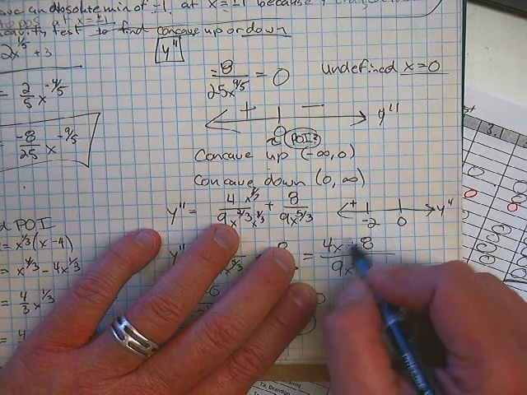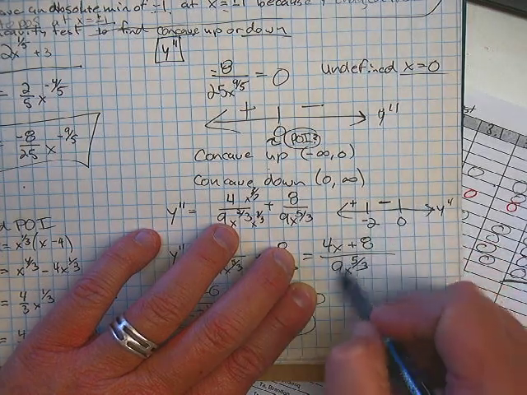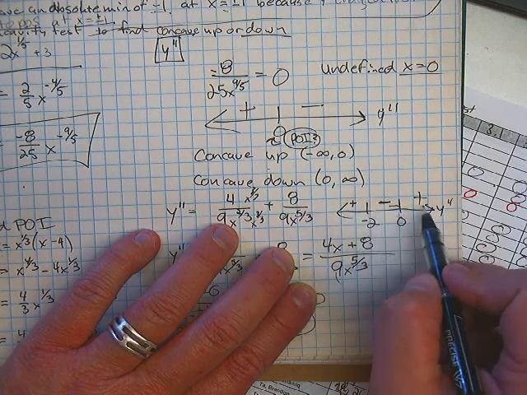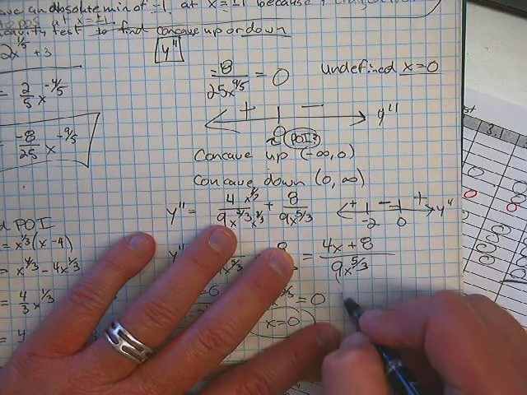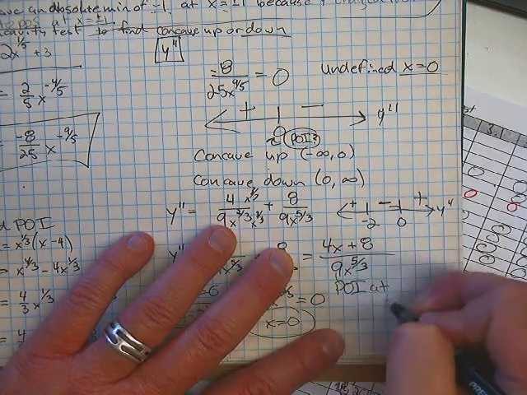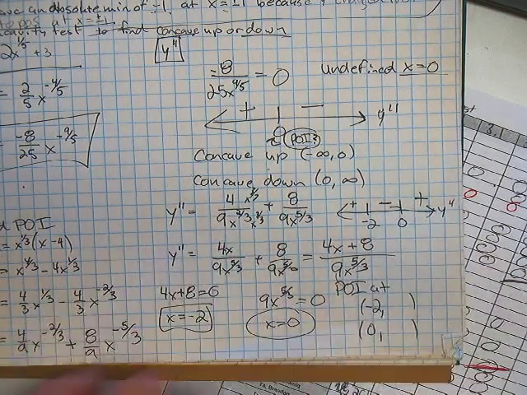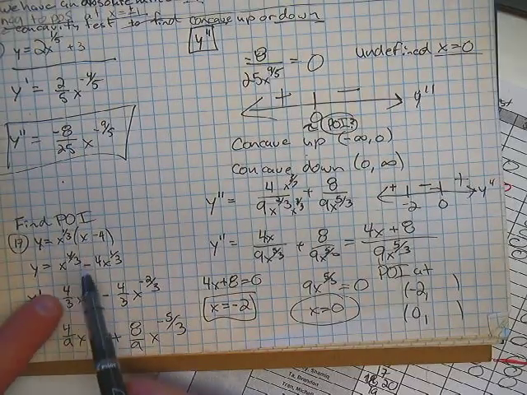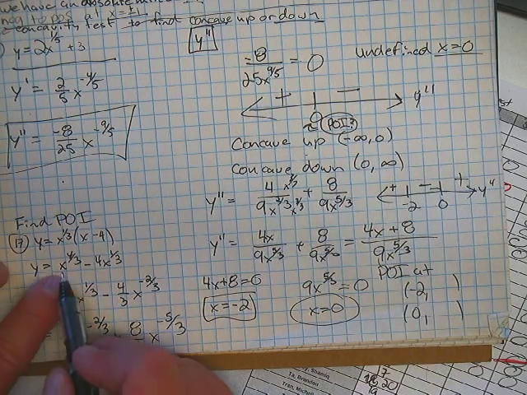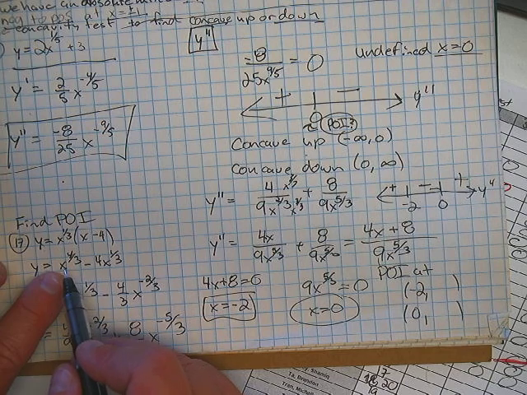Plug in any points we want into here. Okay, if we plug in a -5 right here, that's going to be negative. This is going to be negative, so those are all positive. Plug in a -1. This will be negative, this will be positive, so that will be negative. And then plug in a 1, this is positive, and this is positive, so those are positive. So we got concave up, concave down, concave up. So this one is a point of inflection. We have a point of inflection at x equals -2 and at x equals 0.